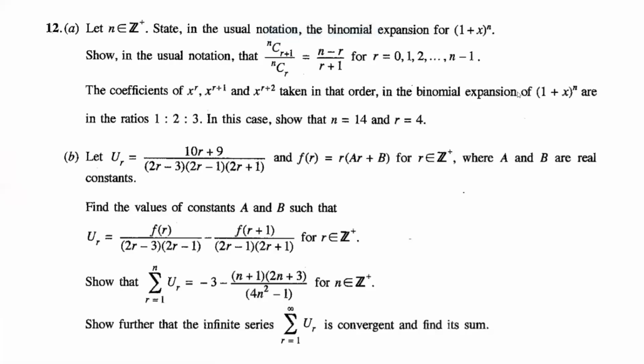Let n be a positive integer. We are asked to state in the usual notation the binomial expansion for (1 plus x) to the power n. And then we need to prove that nCr+1 divided by nCr is equal to this.